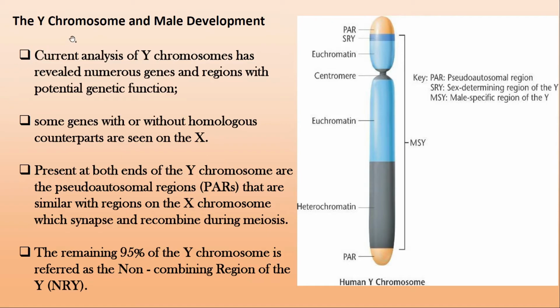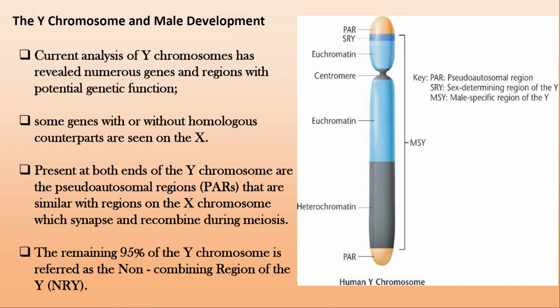Now let us learn about the Y chromosome and male development. Current analysis of the Y chromosome has revealed numerous genes and regions with potential genetic function, some genes with or without homologous counterparts on the X chromosome. Present on both ends of the Y chromosome are the pseudo-autosomal regions, or PARs. This yellow color is PAR, the pseudo-autosomal region on the Y chromosome.